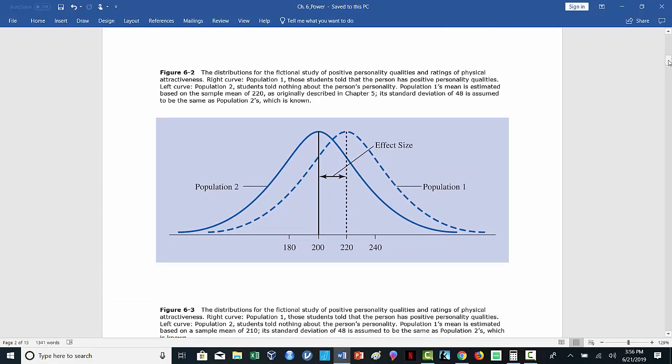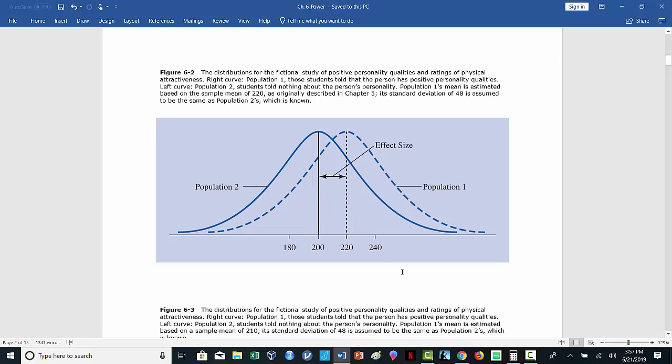So just to visualize what we're talking about with an effect size, if we have two populations, if these two different distributions represent population 1, the dotted line is population 1, the solid line is population 2, that was our comparison distribution. So the dotted line, population 1, those are the students that are experimentally told positive things about the personalities of the people they're rating. Population 2 is the comparison distribution, students that were some known distribution where students are just not told anything about the personality, just asked to rate, let's say, physical attractiveness.